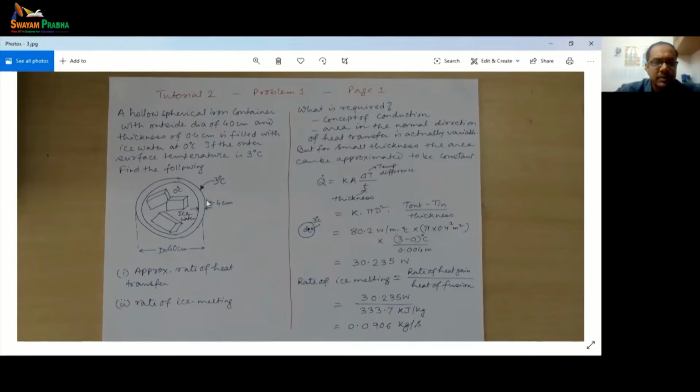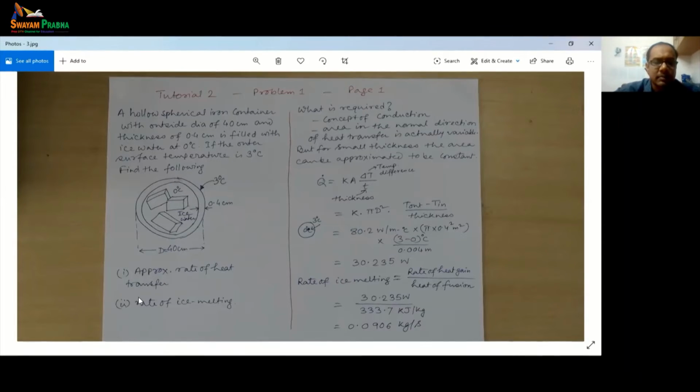Now the outer surface temperature is measured to be 3 degrees centigrade. If this is the case, then you have to find the following. The first one that you have to find is the approximate rate of heat transfer. You can see the outside is at a higher temperature and the inside is at a lower temperature, so there will be some heat gain, right? And that is what you have to find out, the rate of heat transfer. Why it says approximate, we will talk about very soon.